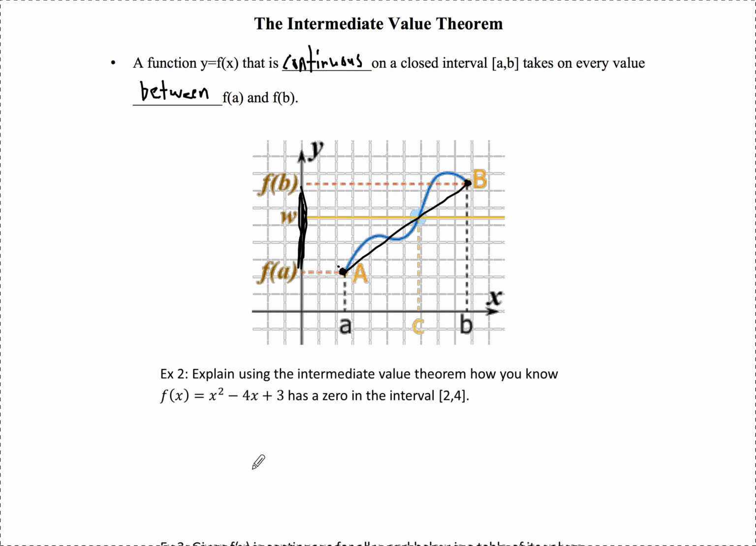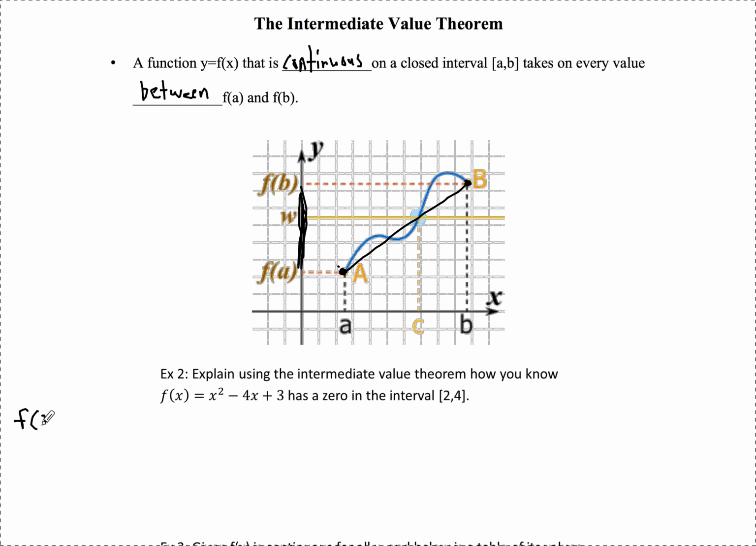So what if we want to explain using the intermediate value theorem how you know that f of x has a 0 on the interval 2 to 4? Well, the nice thing about the intermediate value theorem is this: if we can establish that f of x is continuous and find some points on the graph, sometimes we can make some conclusions. All right. So let's just see what happens. What is f of 2, since that's our end boundary here? Let's find f of 2.